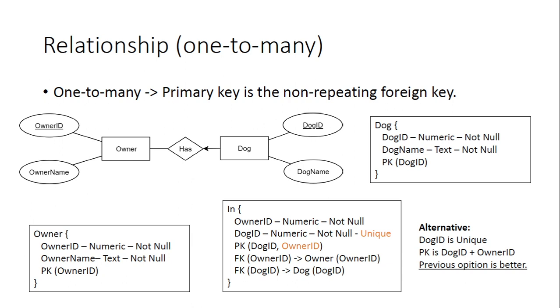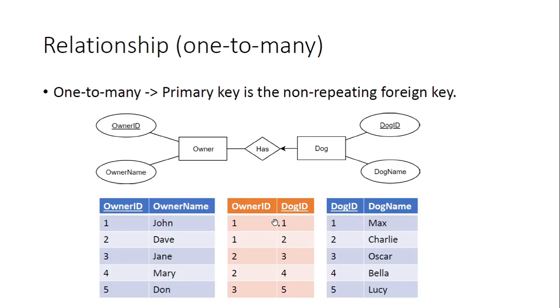There is also one alternative. So you might say that, okay, if I just look at this table, knowing just dog ID, I can find a unique row, but let's say I can also use dog ID and owner ID together. So if I use these two columns together, then again I can find unique rows.